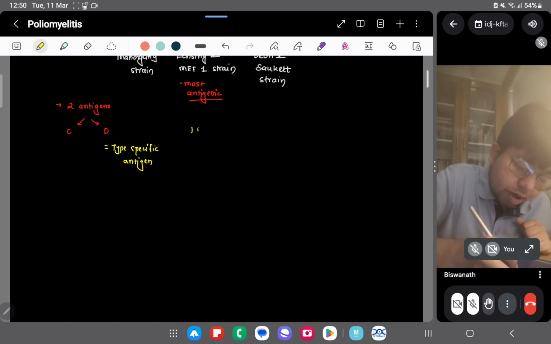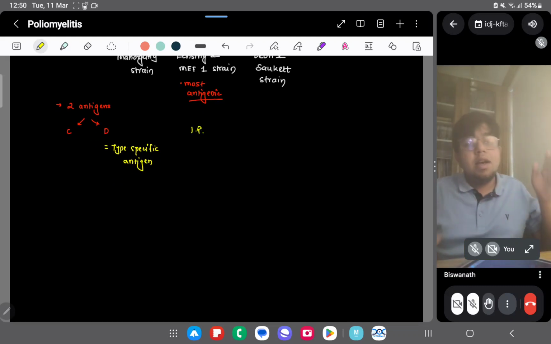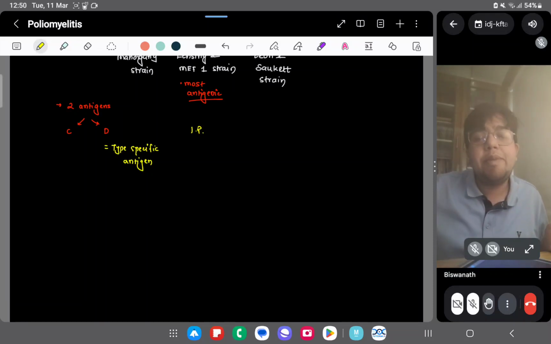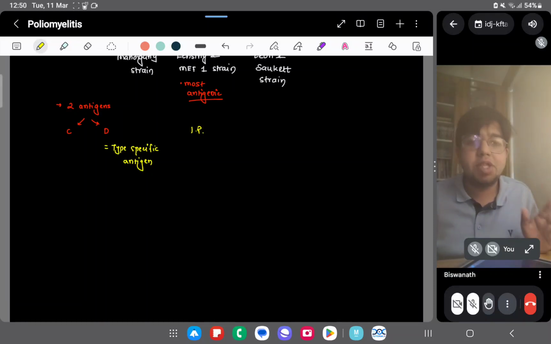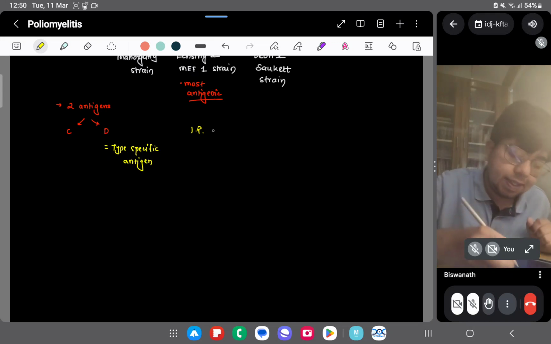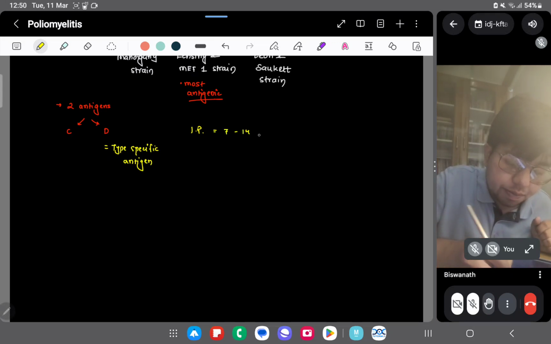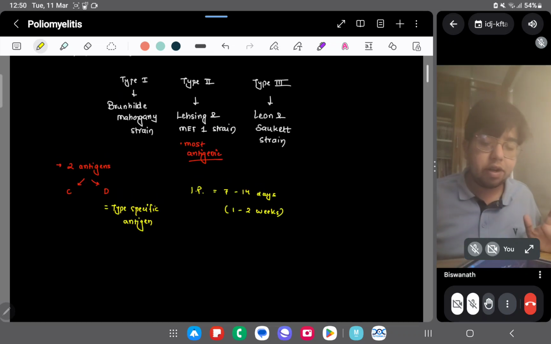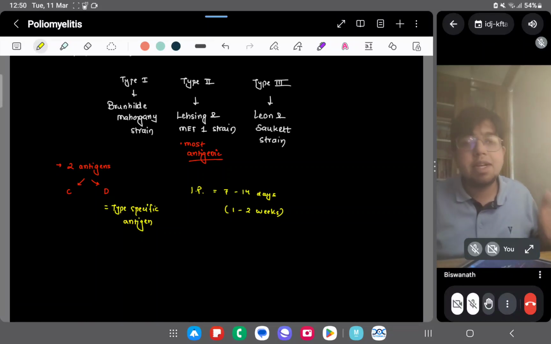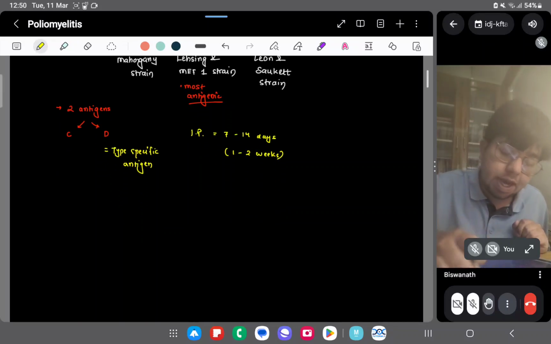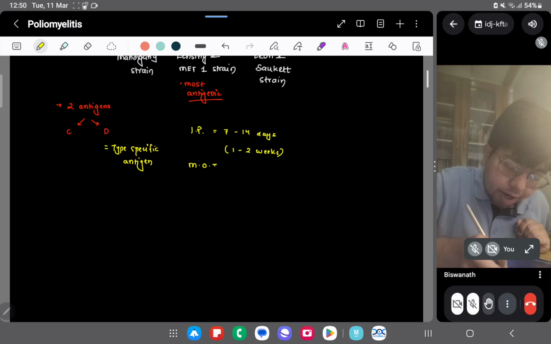And if you talk about the incubation period of the disease, that is from the onset of the infection to the first appearance of the first symptom, the incubation period of this disease is 7 to 14 days, or you can remember 1 to 2 weeks, right? So I told you about the types, the antigens, C capsid and D dense antigens, and the incubation period of 7 to 14 days. And the mode of transmission, I am writing MOT.